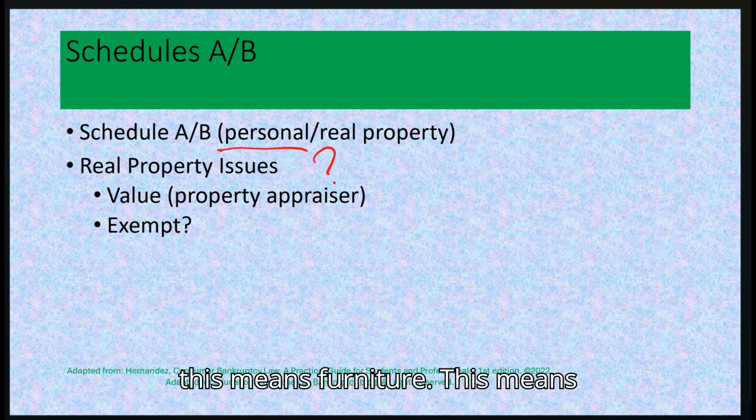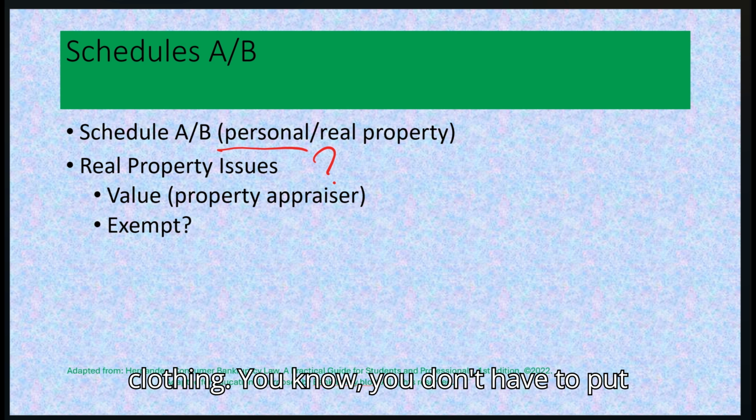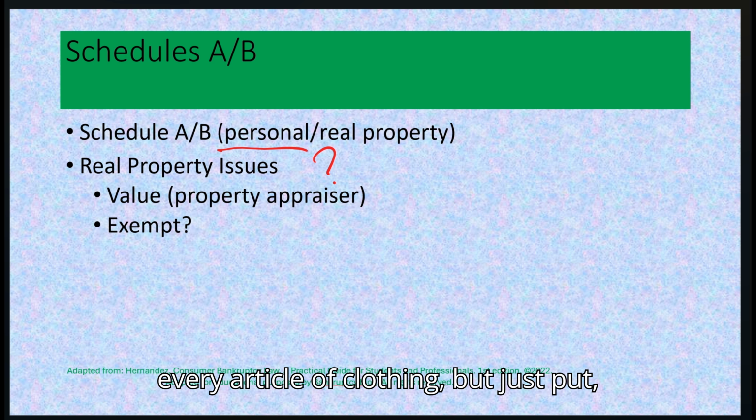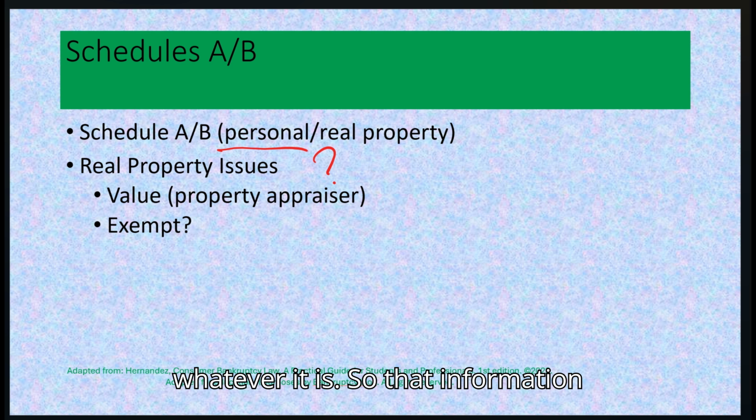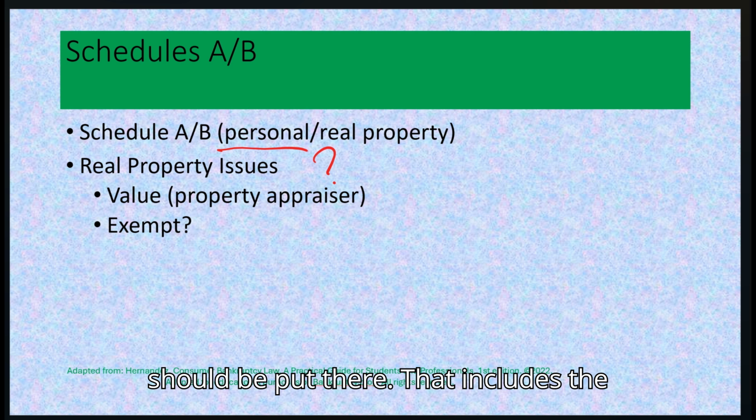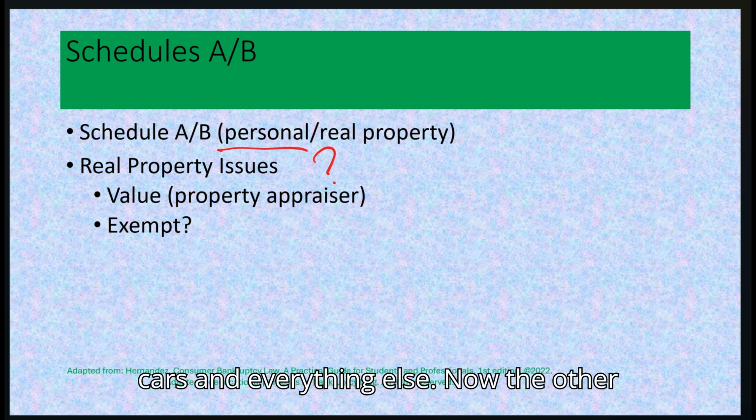This means furniture, this means clothing. You don't have to put every article of clothing, but just put used clothing and shoes, $100, whatever it is. So that information should be put there. That includes the cars and everything else.